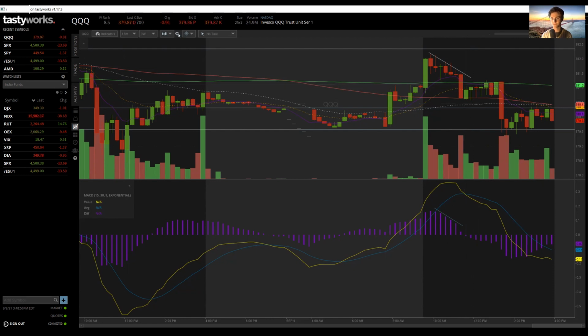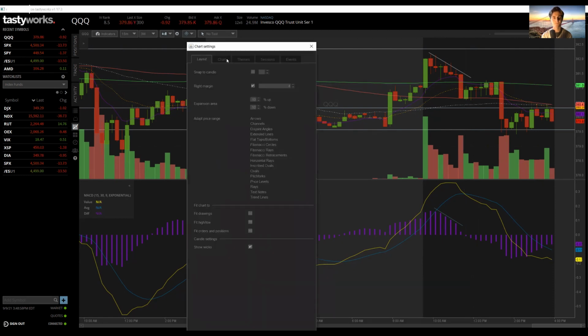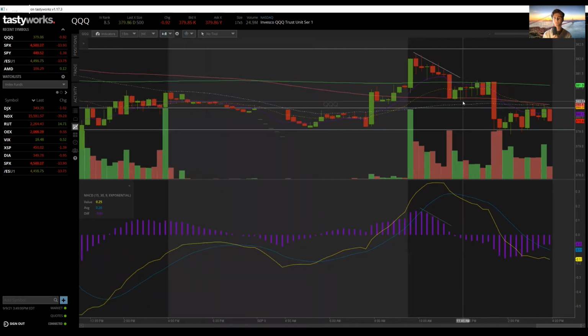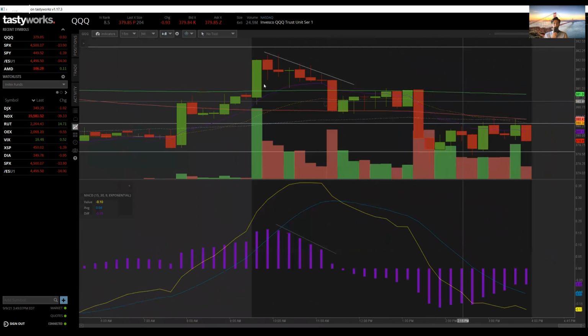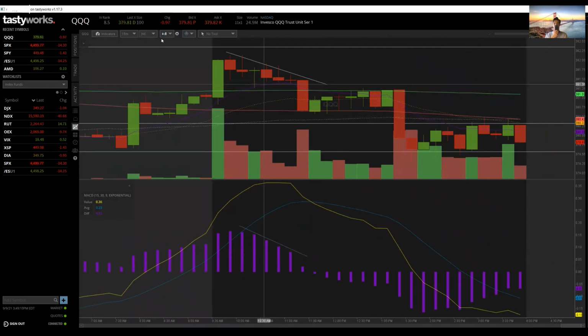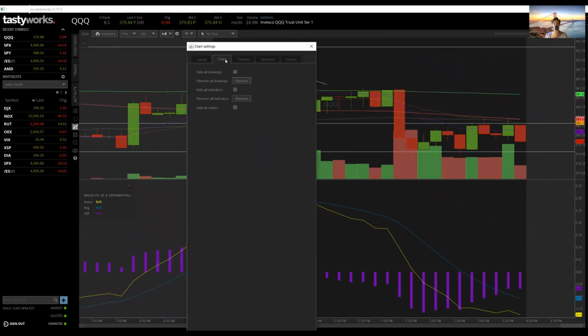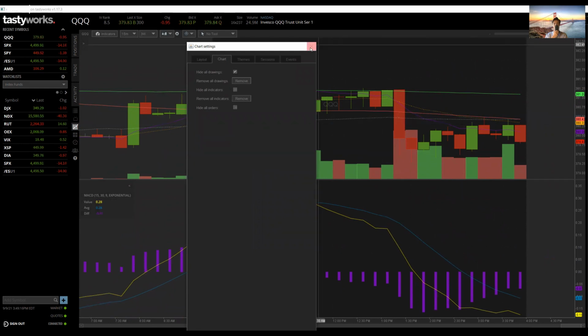I'm going to throw the lines onto the chart. Oh, they're actually already there. Cool. So on this chart right here, I've got a bunch of these little lines. I'm going to turn off the drawings actually to make the lines work.